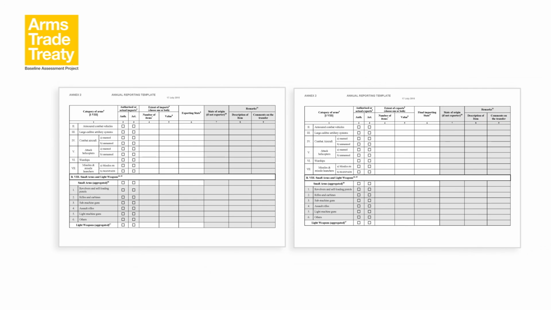The ATT Annual Report template has subheadings for the categories of combat aircraft and attack helicopters, enabling states parties to report separately on imports or exports of manned or unmanned aerial vehicles in these categories. The 2016 group of governmental experts on the UN Register has recommended only the creation of 2 subcategories for combat aircraft and unmanned combat aerial vehicles.